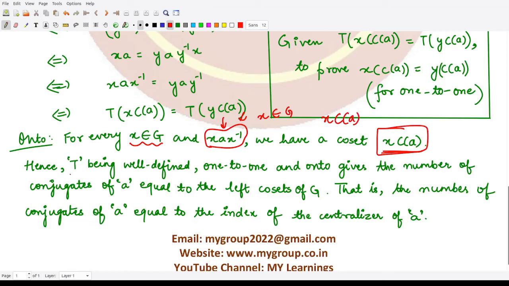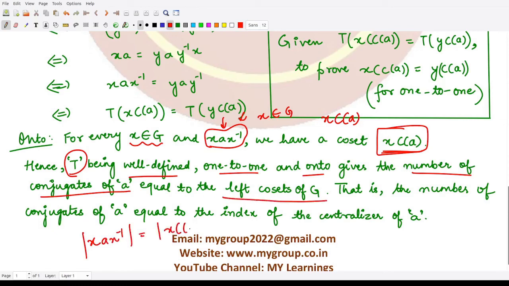Now because we have proved our given mapping to be well-defined, one-to-one and onto, this would give us that the number of conjugates of A, which are xAx inverse, is equal to the number of left cosets of C(A) in G, right? And what does it mean? What is this order? We can also express it like this: G colon C(A). So it is nothing but the index of C(A). This thing is known to us according to Lagrange's theorem. So this order is equal to this order, so hence we have our result.